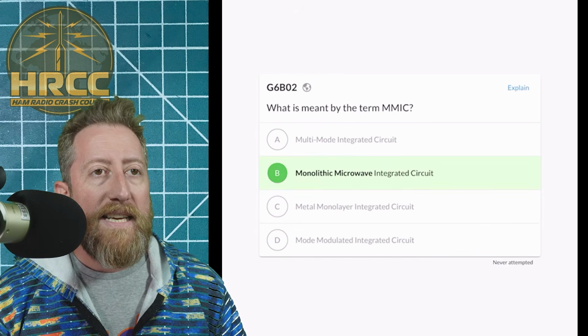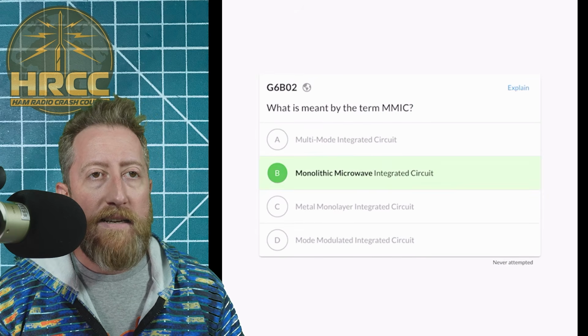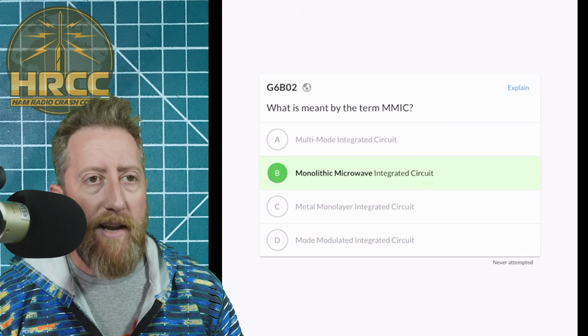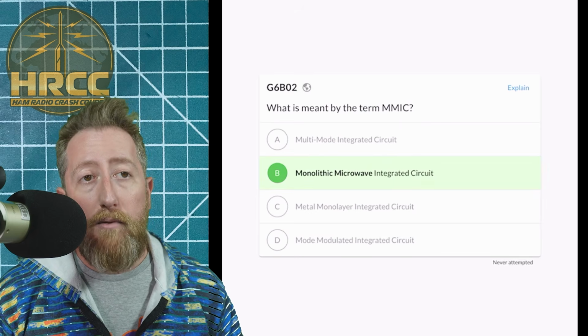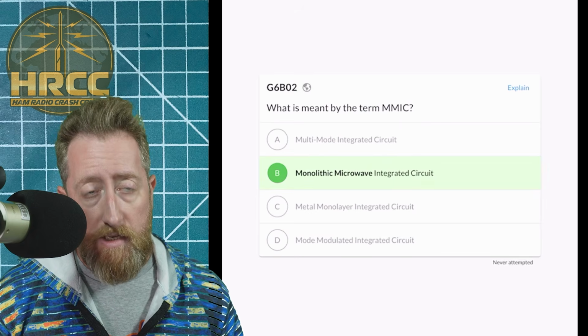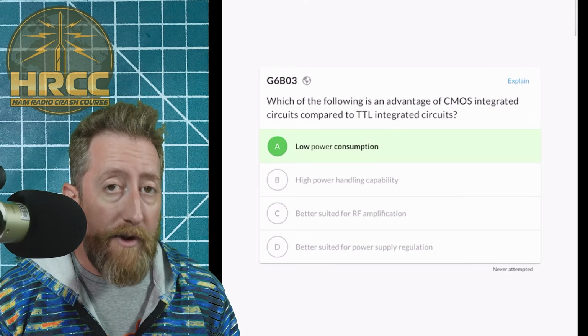Okay. What is meant by the term MMIC? I've always said mimic, but I know that's not right. It's a monolithic microwave integrated circuit. Very important for higher frequency stuff.